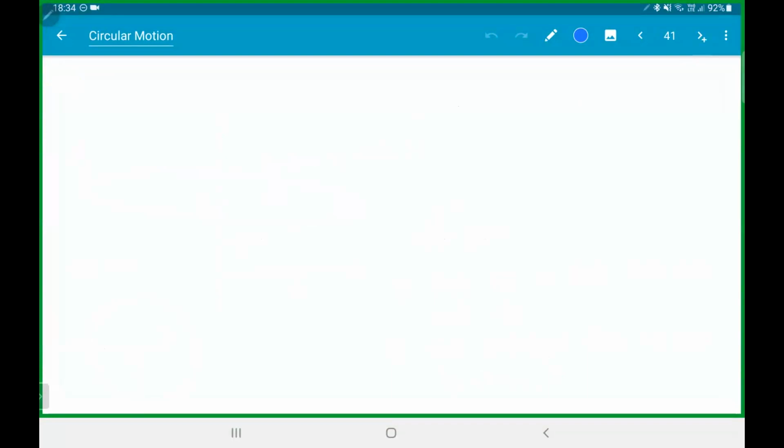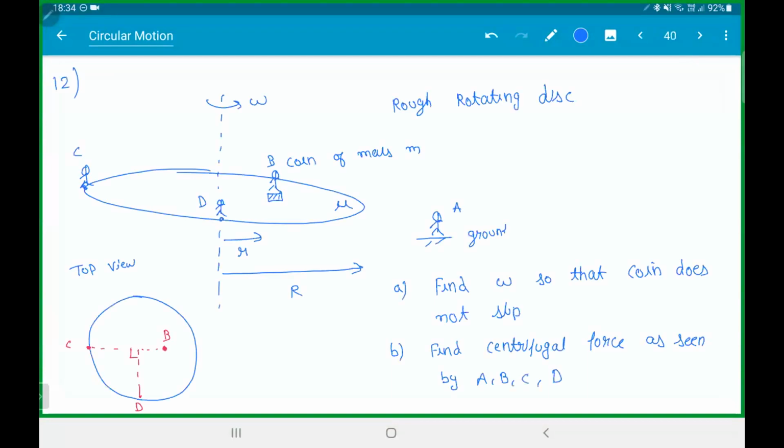Now let's see how this small r and capital R work. Small r is the distance of the coin from the center, capital R is the radius of the disc. What does it mean? They're just two variables. You didn't like them? A and B. Happy?